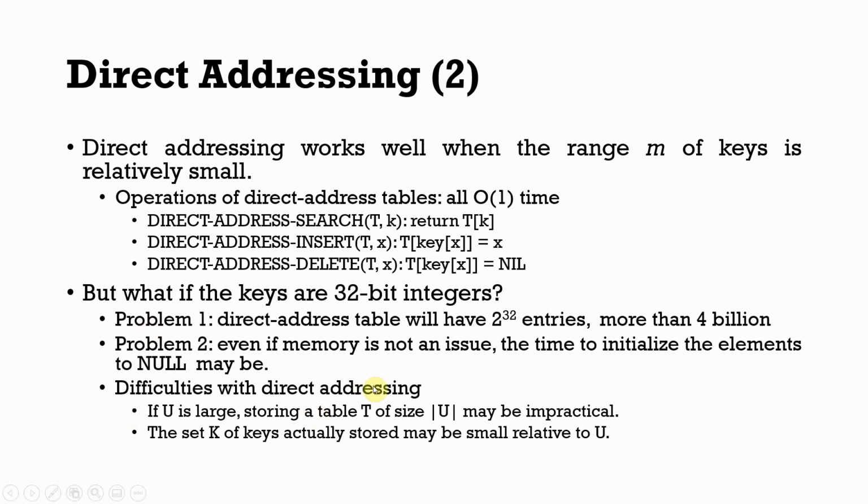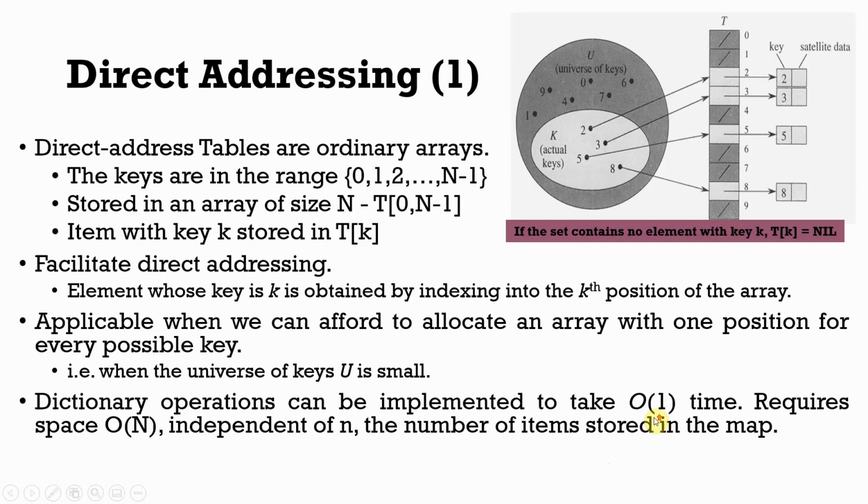So, difficulties with direct addressing: if the universe U is large, storing a table of size U may be impractical. The set K of keys actually stored may be small relative to U. So here, we might have a huge universe of keys, but we're only using a small portion of it, and we end up with a large array, most of which we don't use. Most of the elements are going to be empty or null.